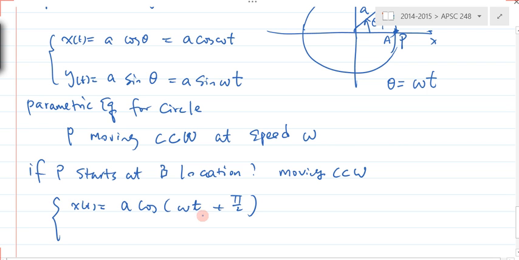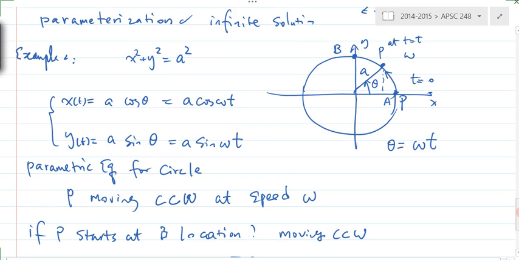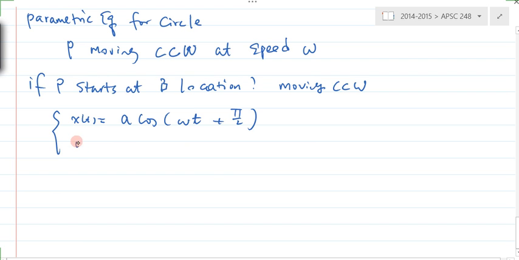Why pi over 2? Because when t equal to 0, what's the theta angle here? Pi over 2, right? What's the B location relative to the A location here? This is your x here. Your theta is always referenced to this horizontal axis. So at the B location, initially, what's the initial angle? It is pi over 2, okay? So all you need to do is this.